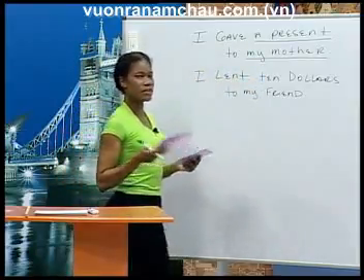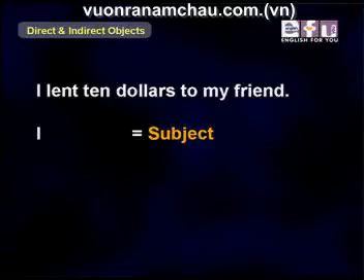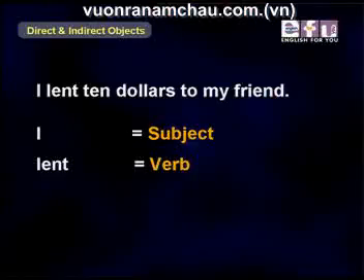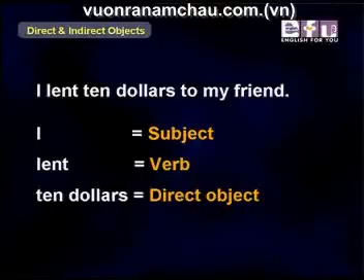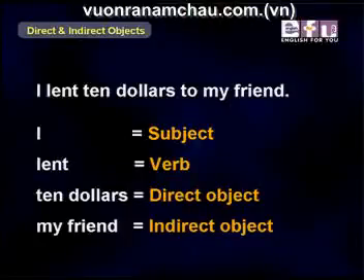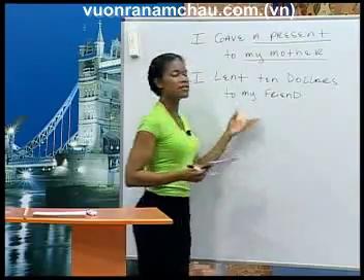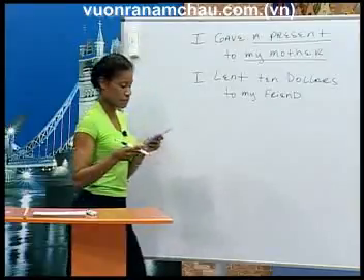Okay, Anna, you start. I is the subject. Good. Alberto? Lent is the verb. Good. Sylvia? $10 is the direct object. Keep going, Sylvia. My friend is the indirect object. Good.